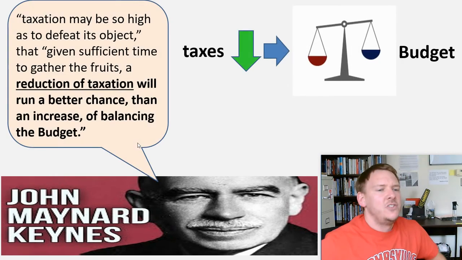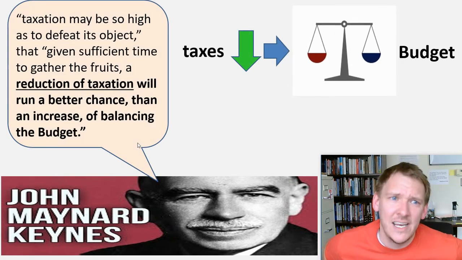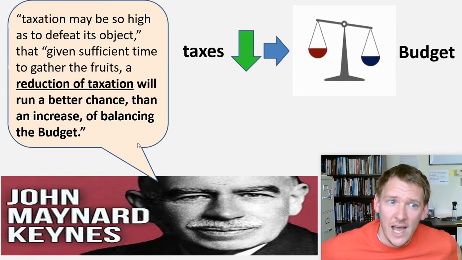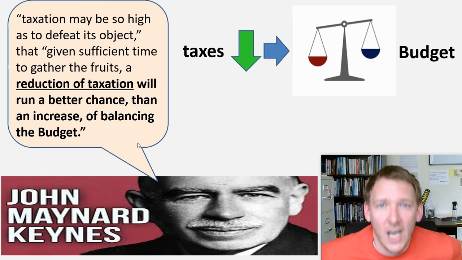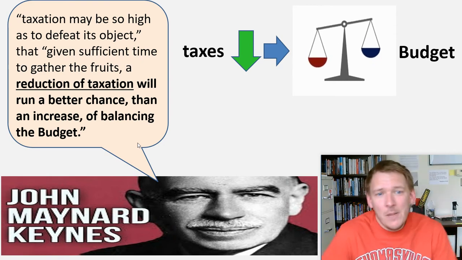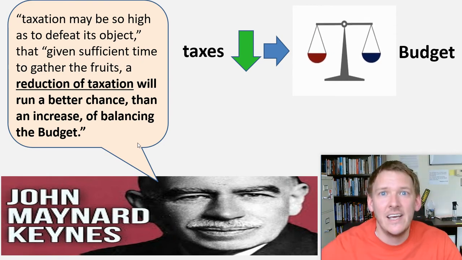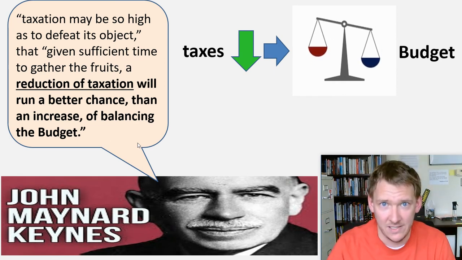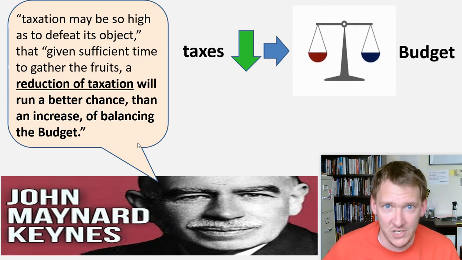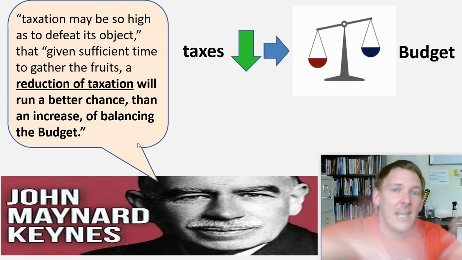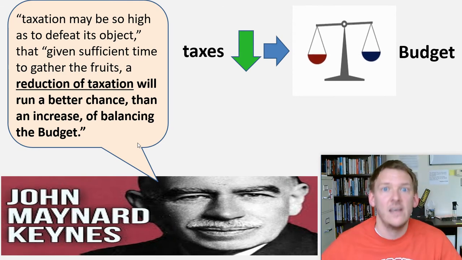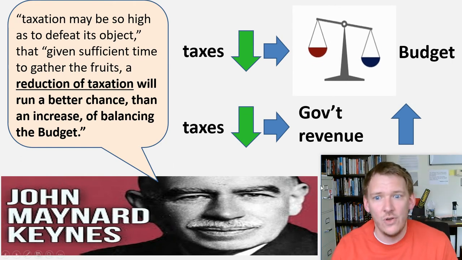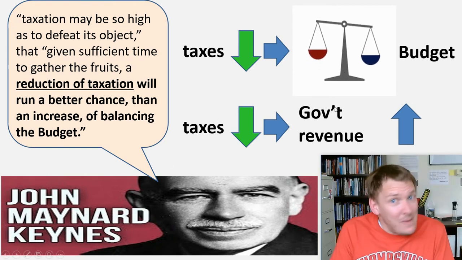Don't red pill me. John Maynard Keynes says taxation may be so high as to defeat its object, that given sufficient time to gather the fruits, a reduction of taxation will run a better chance than an increase of balancing the budget. You raise taxes, you never get your hand on the taxes. You never get the revenue to pay the budget. You lower taxes, the money comes back out, the money gets spent, the government can actually get their hands on the money, and with that revenue, they can balance the budget. It's John Maynard Keynes saying this.